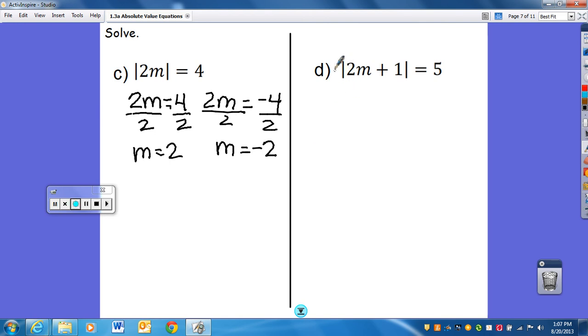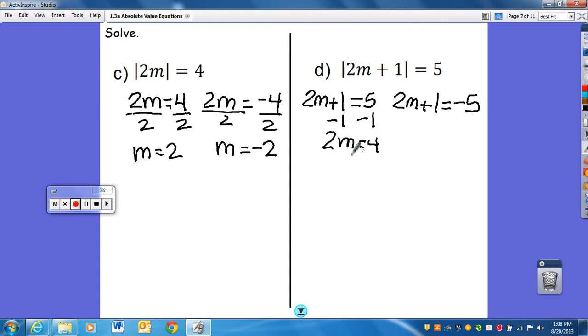In example D, there is nothing outside of the absolute value, so we can go ahead and set up our two problems right away, our two equations. We have 2m plus 1 equals 5, and then we have 2m plus 1 is equal to negative 5. So let's do the opposite operation. We're going to subtract 1. So we have 2m is equal to 4, and then we're going to divide both sides by 2. So m is equal to 2.